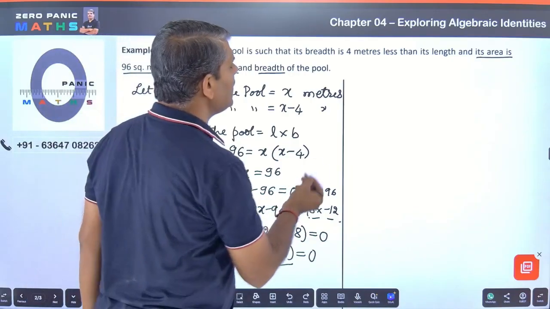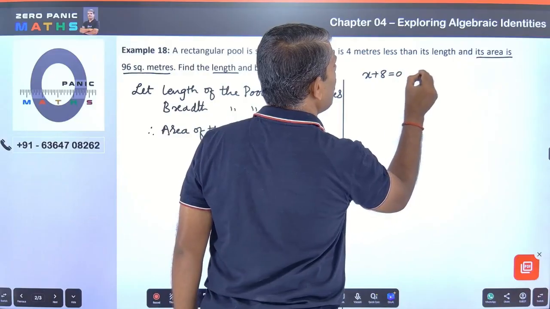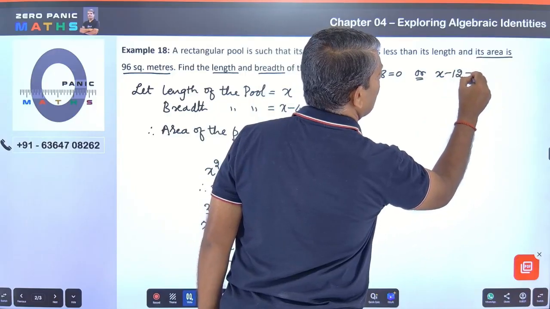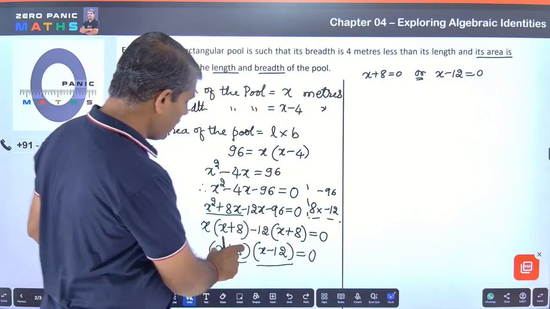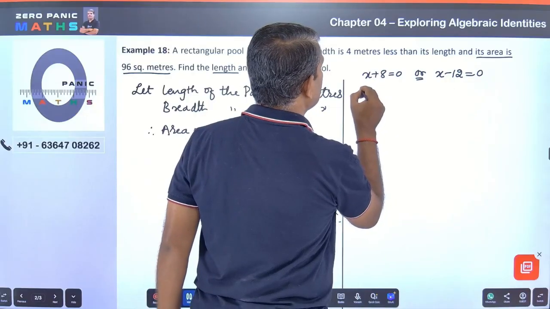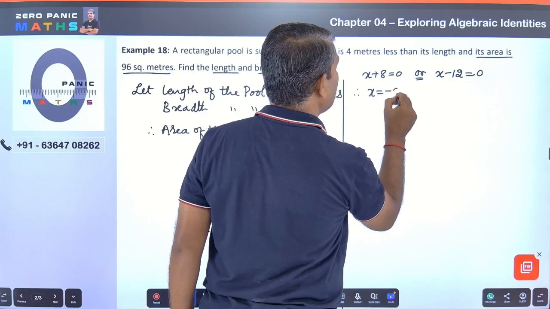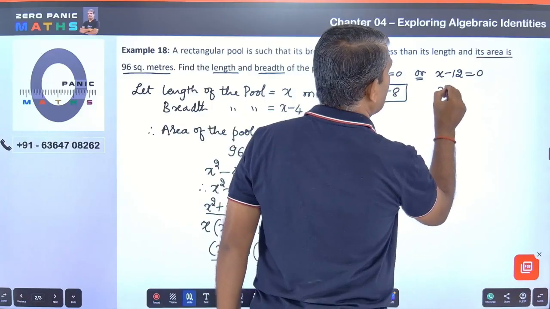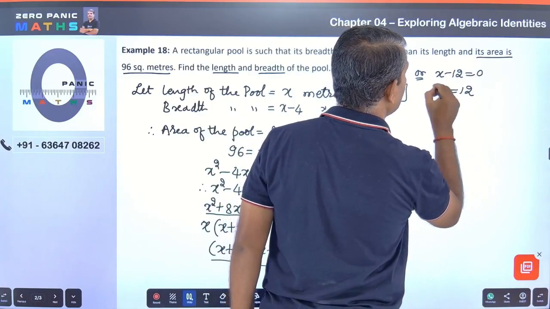So let us consider that x plus 8 equal to 0, or x minus 12 is equal to 0 will get me the whole expression 0. We are actually equating both the factors to 0 to get a proper value. Okay, so therefore either x is equal to, take the plus 8 to that side, it will become x is equal to minus 8. Okay, and x minus 12, if I take it to the right side, it will get me x is equal to 12.